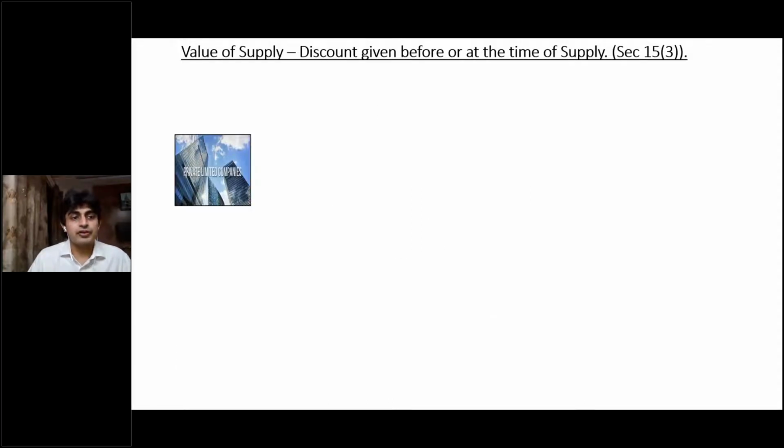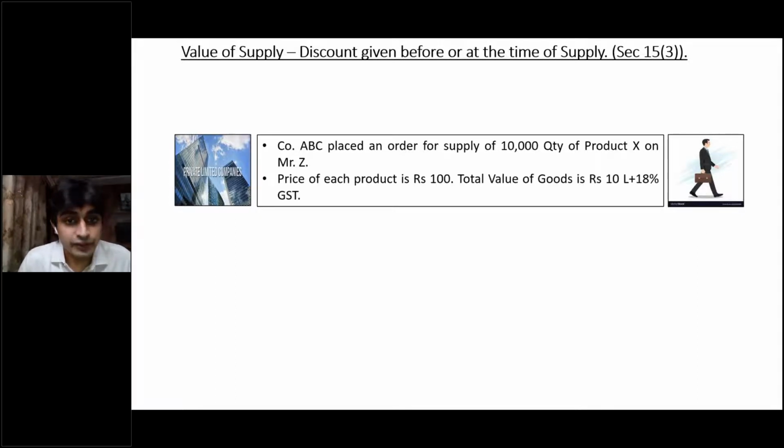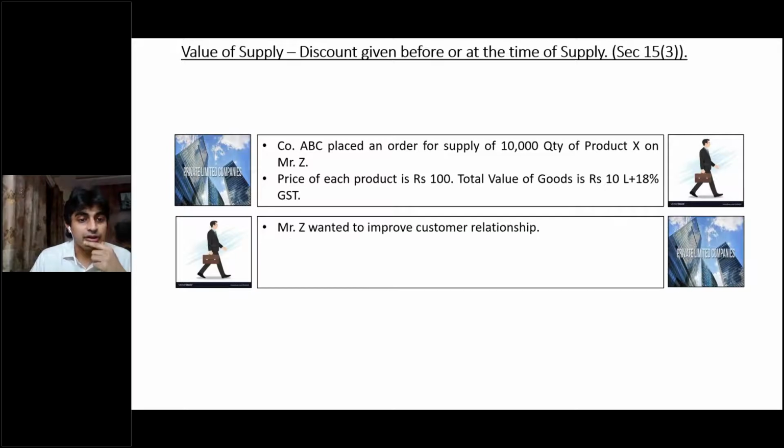Chalo. First, suppose a private limited company placed an order for supply of 10,000 quantity of product X on Mr. Z. Price of each product was how much? 100 rupees. So total value of goods was how much? 10,000 into 100, 10 lakh rupees plus 18% GST. Okay, now see this, what happened.